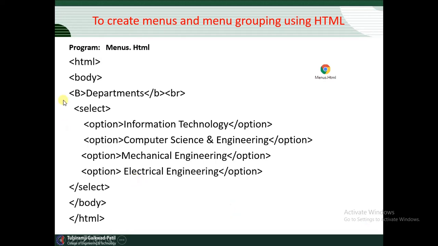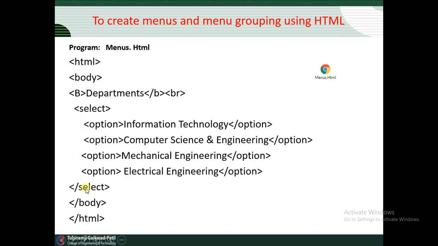Here you may observe the HTML body tag, where B indicates bold, and we mention the department in bold. Select has the options: information technology department, and so on. If we have multiple options, we can provide them as options. How many departments do we have here? Here we have a total of 4 departments. So how many options do we require? We require 4 options, and they must be under the select tag. Then close the body tag and close the HTML tag.